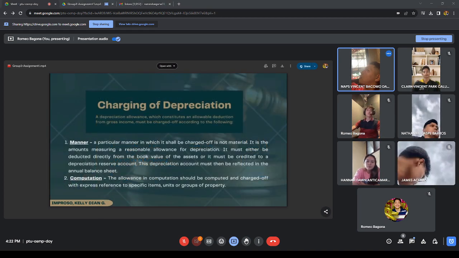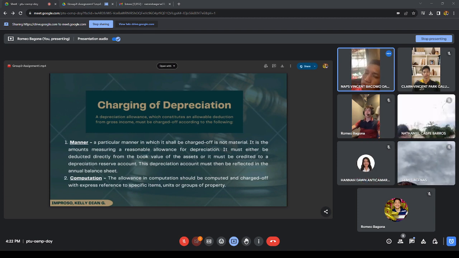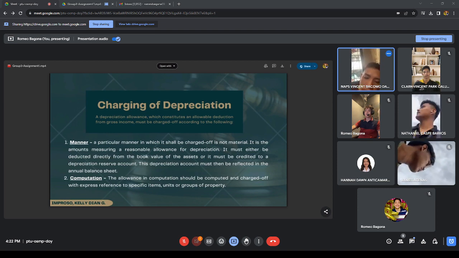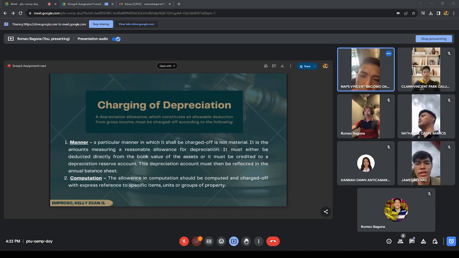Next up, we have charging of depreciation. A depreciation allowance, which constitutes an allowable deduction from gross income, must be charged off. The meaning of charged off is that it's a debt that a company believes it will no longer collect as the borrower has become delinquent on payment. So a depreciation allowance must be charged off according to the following.